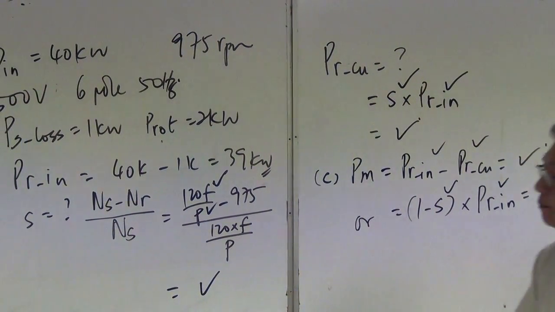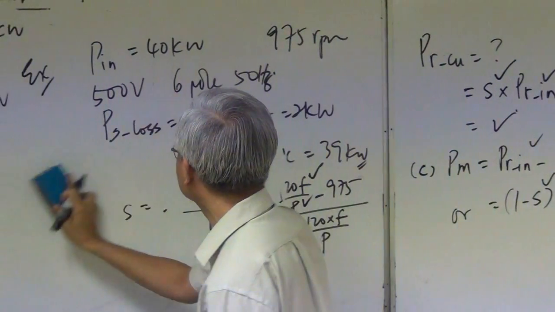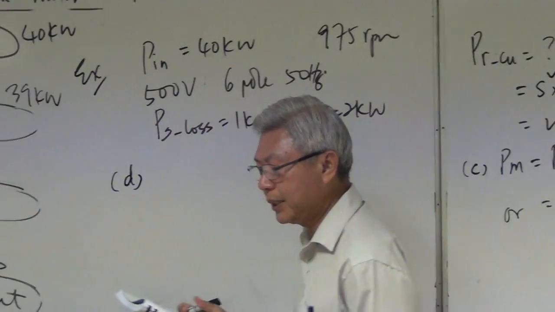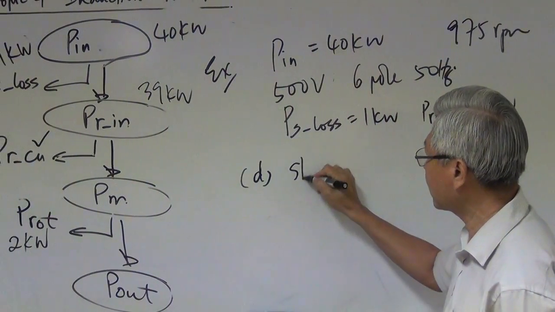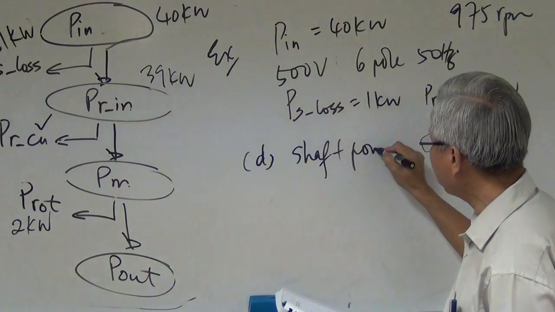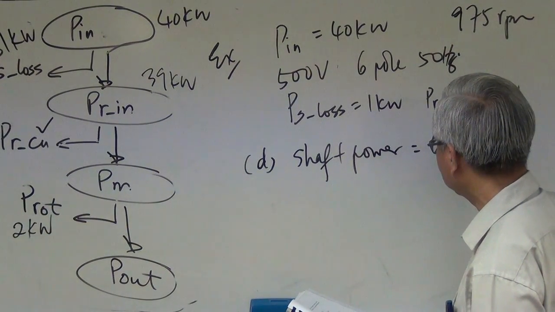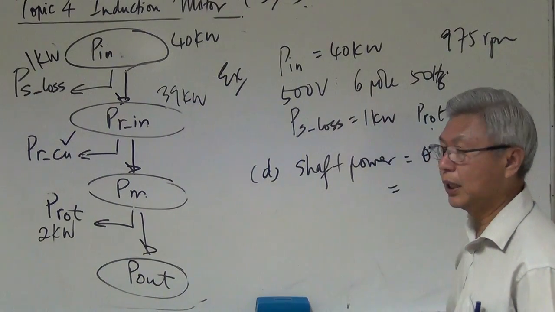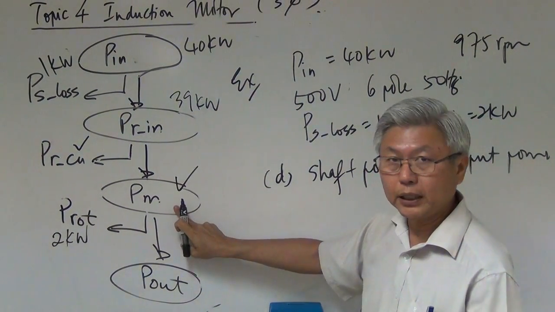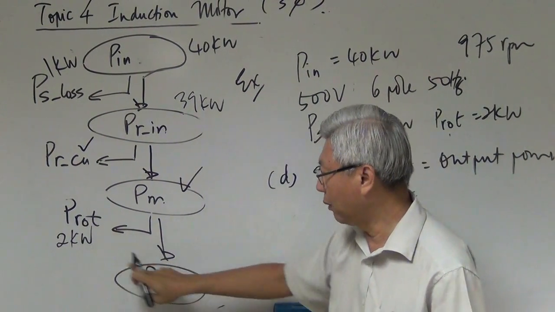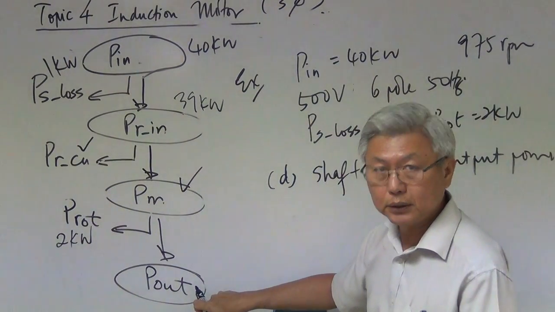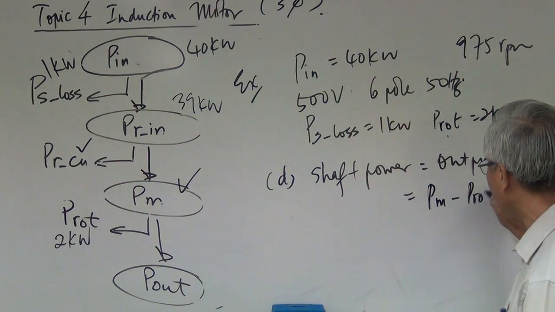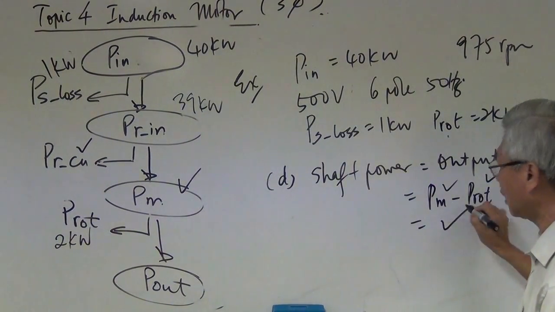Alright, part D. Part D says find the shaft power. Now shaft power means output power. Right? So now we already found gross mechanical power. We know rotational power. Am I able to find output power? Yes, the answer is equal to Pm minus P rotational loss. And I get the two values. So shaft power can be found.